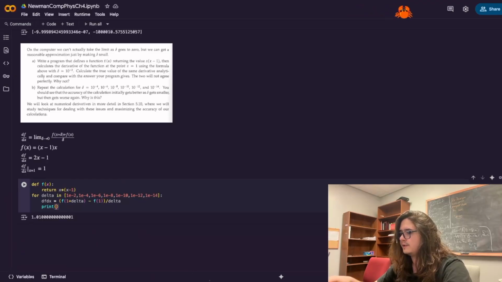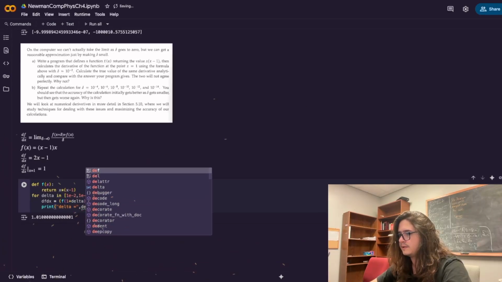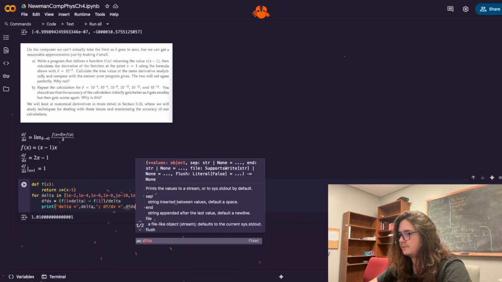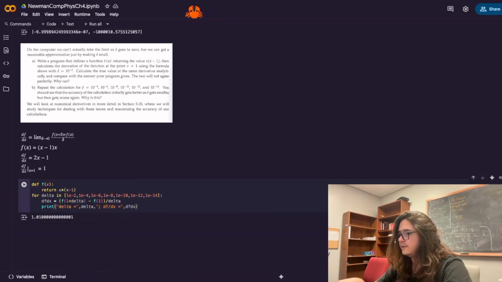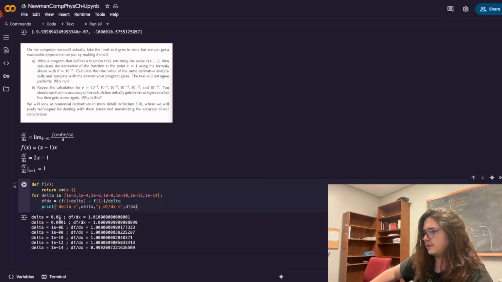And for the print line, for clarity, let's give it some text, like delta equals, and then it prints out what the value for delta is after a space. And then we'll also have it print out df/dx, which we calculated for each delta. And so that should do it. Interesting that it didn't print that in scientific notation, but whatever.